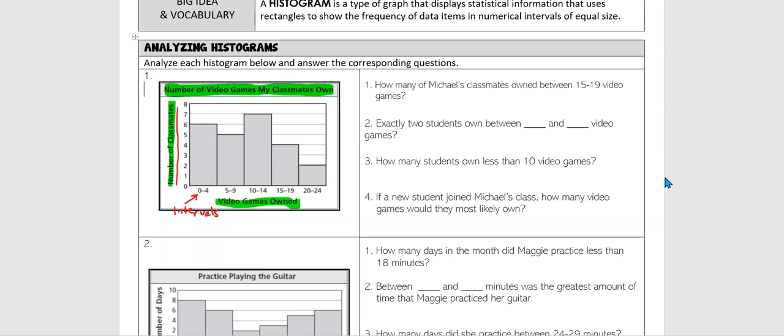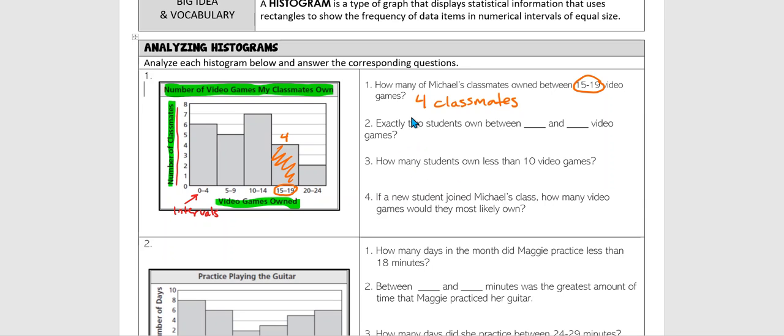So our first question says, how many of Michael's classmates owned between 15 and 19 video games? So this is an interval. I'm going to look for this interval on my graph. I'm going to look for the bar that goes with that interval. And if I trace across here, I can see that that is at 4. So this one is 4 units tall. So that means that the answer here is 4 classmates.